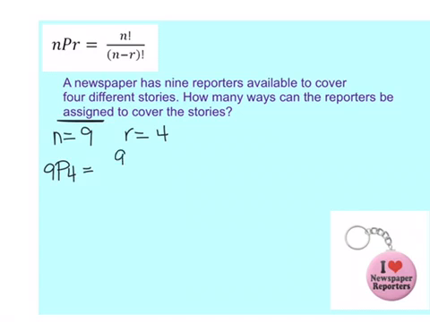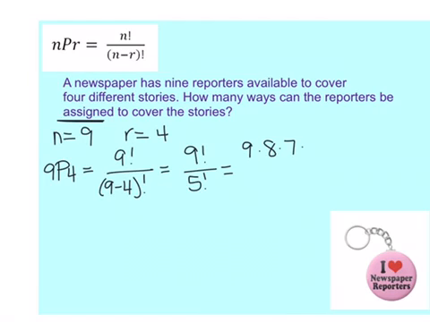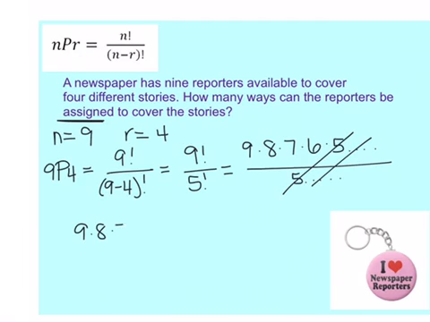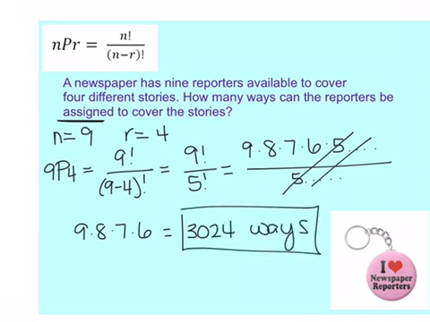Plug that in, I get 9 factorial divided by 9 minus 4 factorial. So I'm going to end up with 9 factorial divided by 5 factorial. We can write this all out. Now, if you're paying attention, you might notice that from this point on, the 5, 4, 3, 2, 1 is going to cancel out with the 5, 4, 3, 2, 1 on the bottom. So we only really have 9 times 8 times 7 times 6. And when I plug that into my calculator, I get 3,024 different ways that we can assign 4 reporters out of a total of 9.